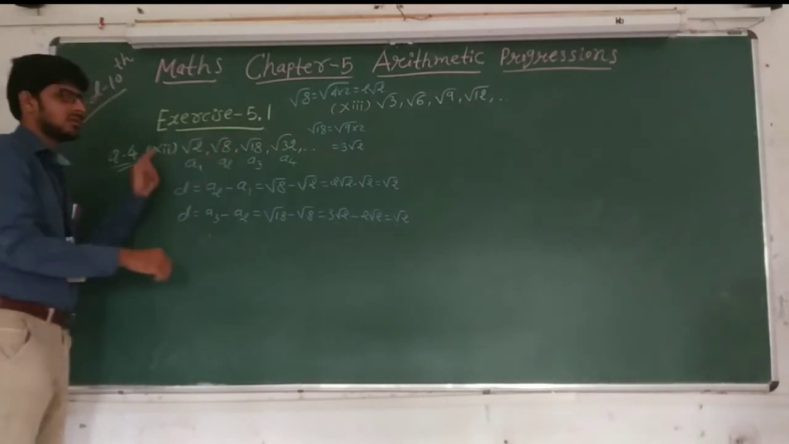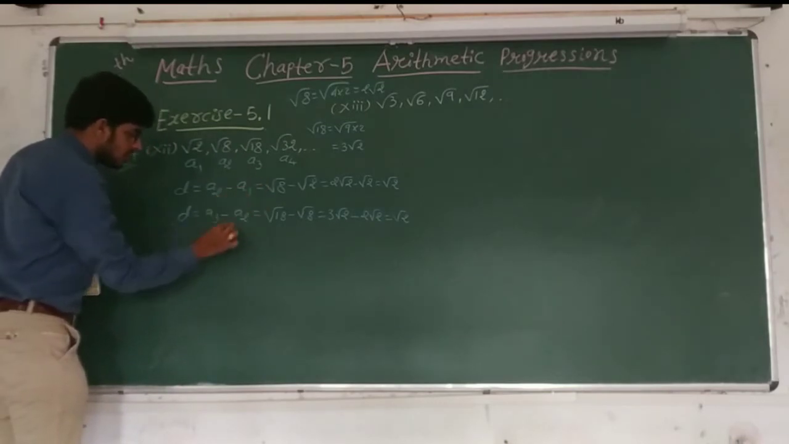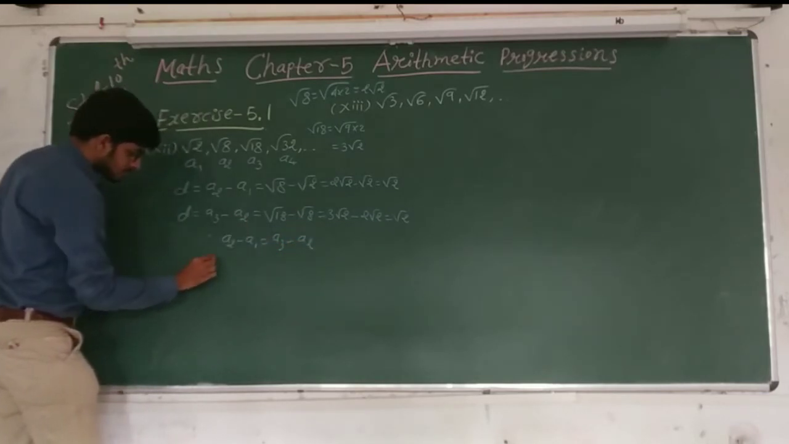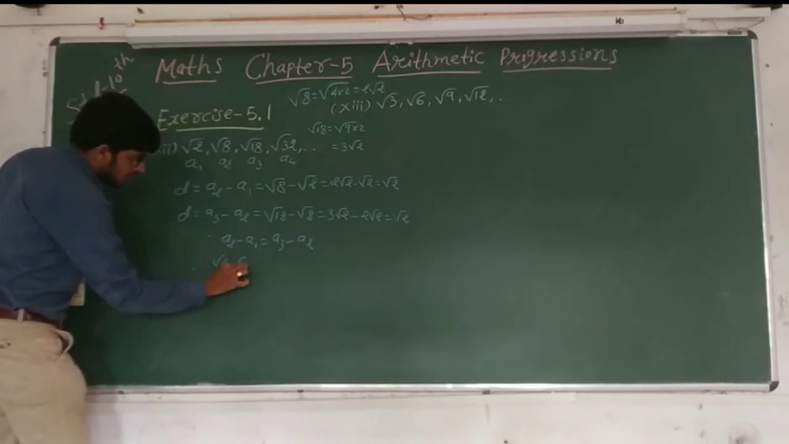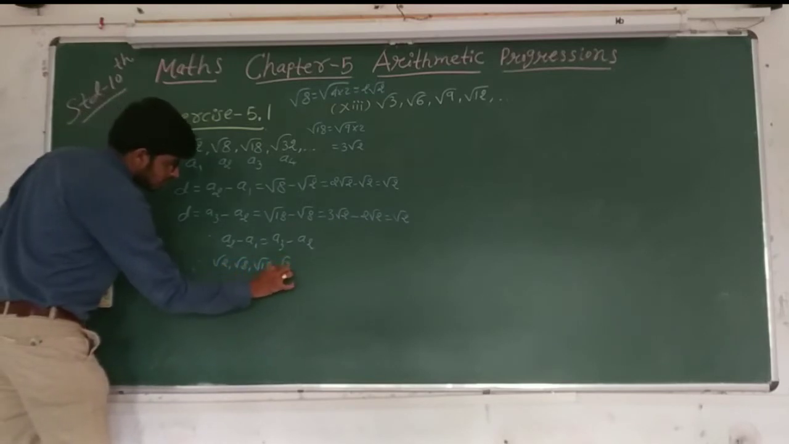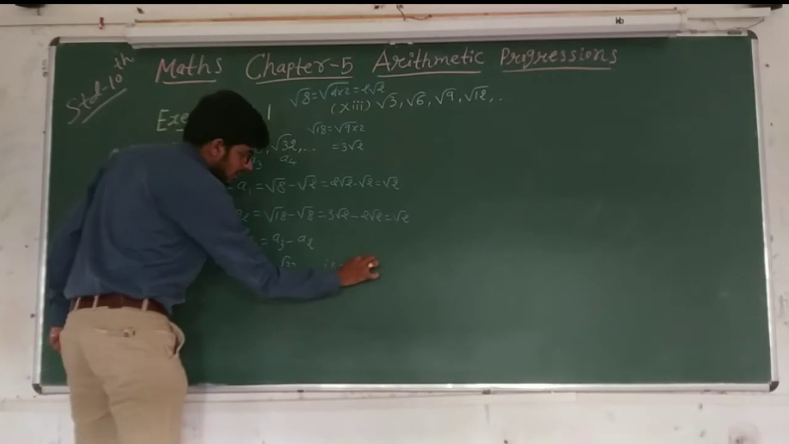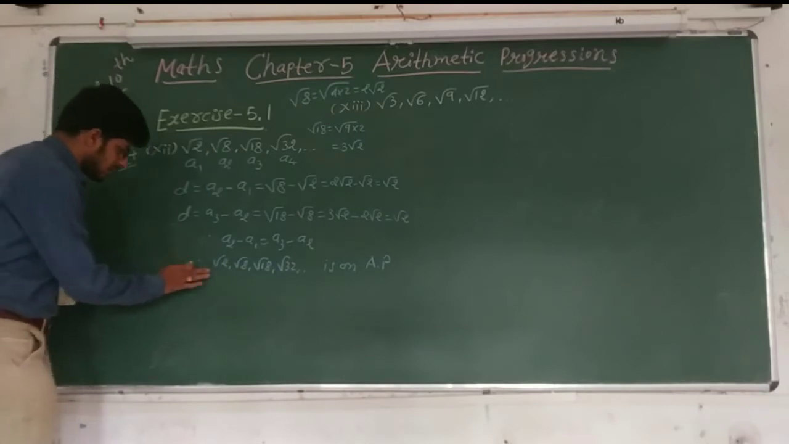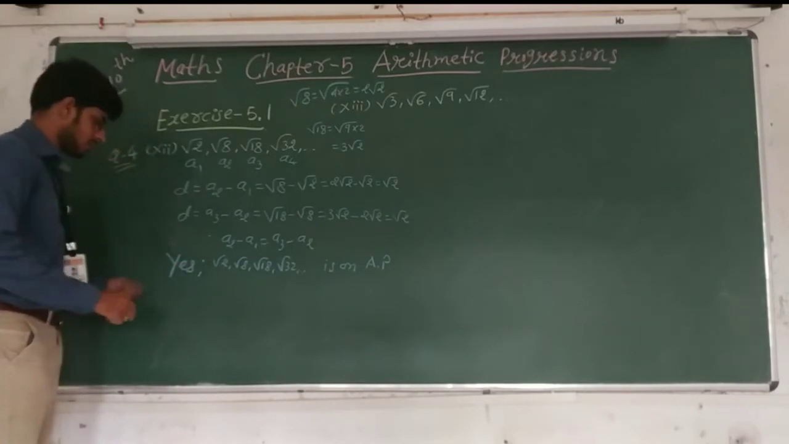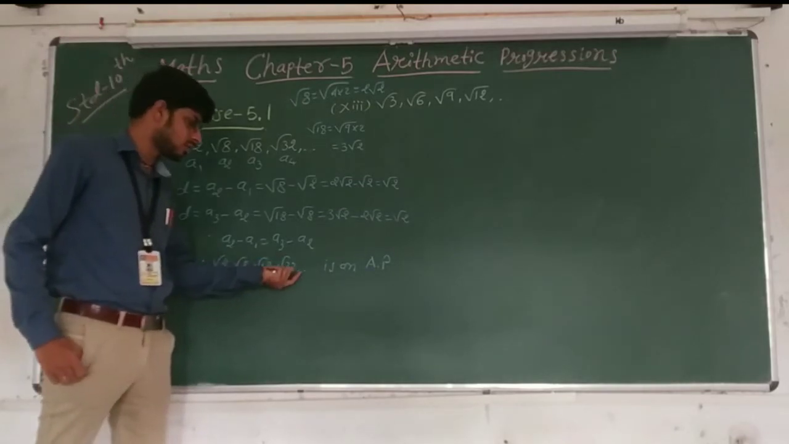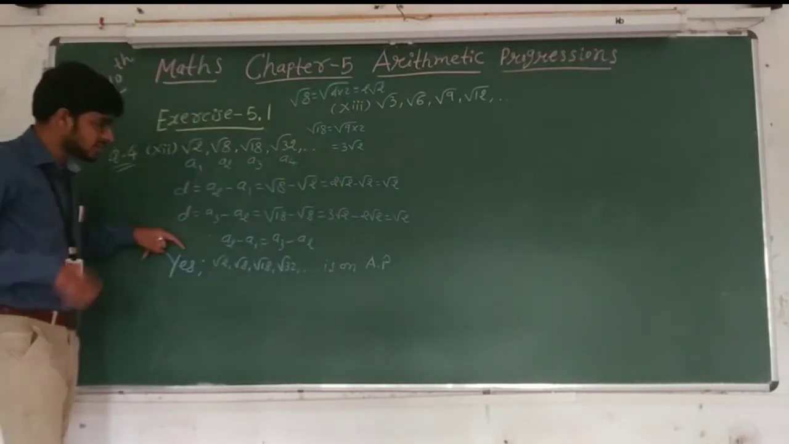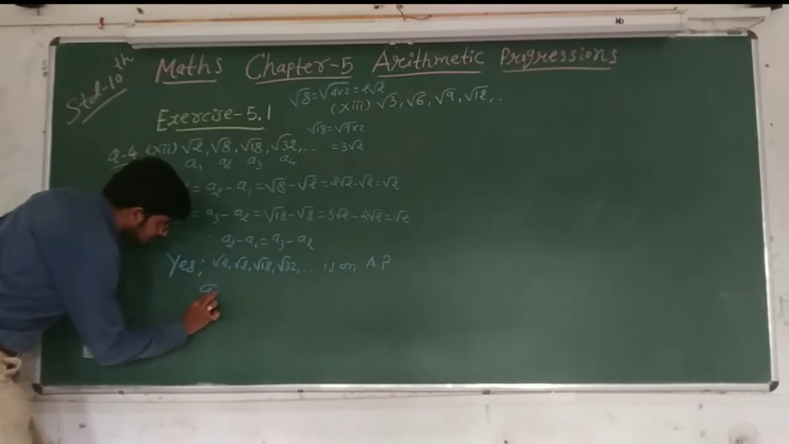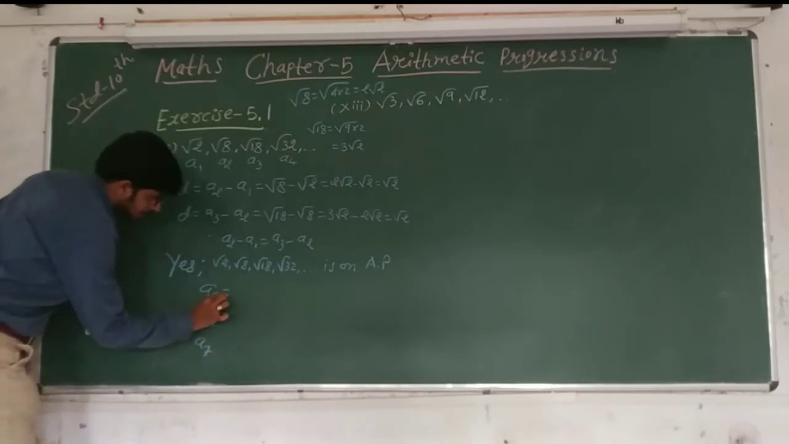Therefore the given sequence is an arithmetic progression because the common difference is the same. So a2 minus a1 is equal to a3 minus a2. Therefore √2, √8, √18, √32, and so on, is an arithmetic progression. So here we can write yes. If the answer is yes, then we have to find three more terms. So we have to find a5, a6 and a7.